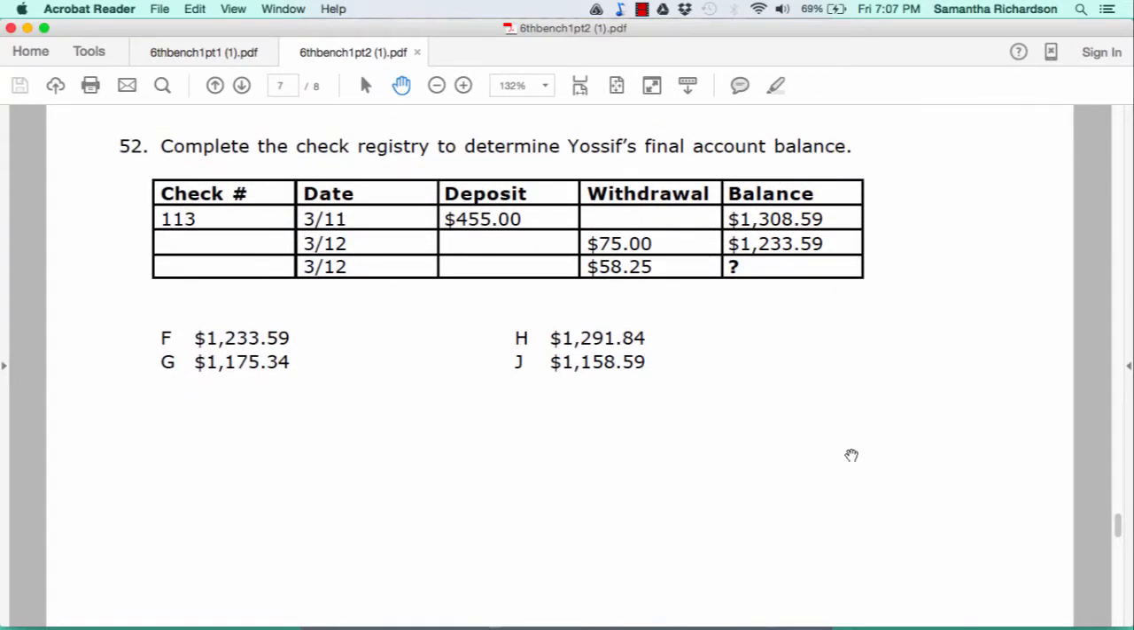Question 52. Complete the check registry to determine Yosef's final account balance. If you need any part of the chart read, please raise your hand. F. $1,233.59. G. $1,175.34. H. $1,291.84. J. $1,158.59.